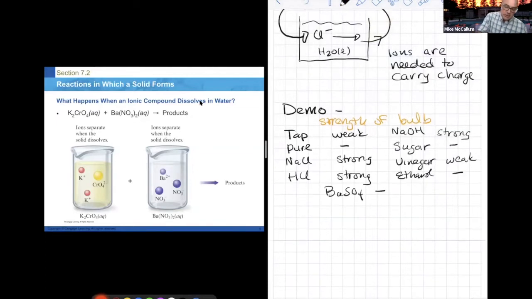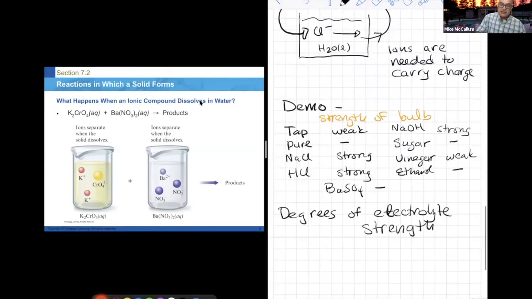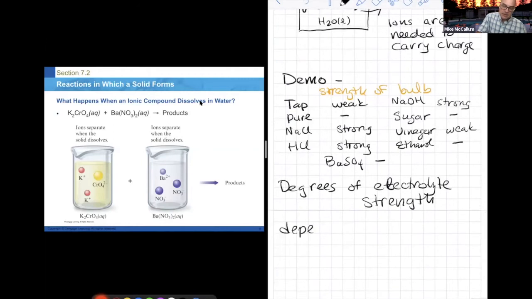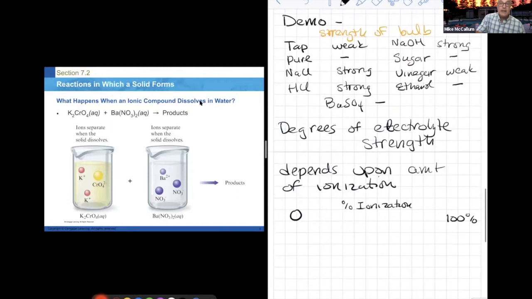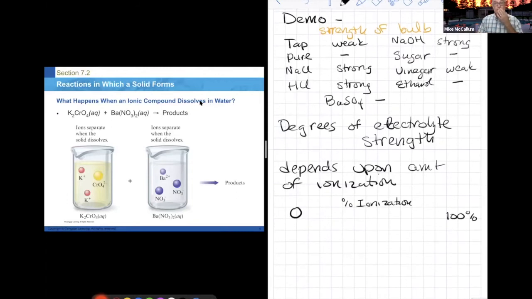It turns out that there are degrees of electrolyte strength. And it turns out to depend upon the amount of ionization. Okay, so if you think about it, we could have 0% ionization and 100% ionization, right? An example of this is if you took sugar. We know that sugar can't ionize. So when we put it in water, it's 0% ionization, right?